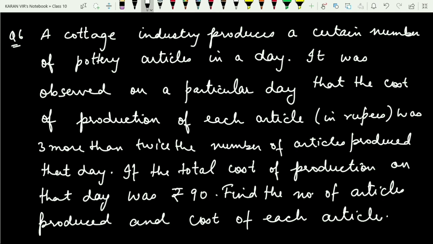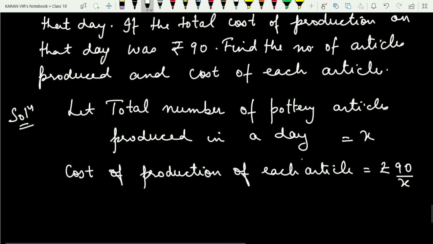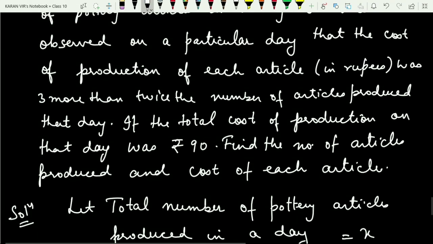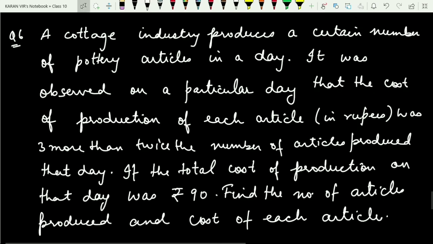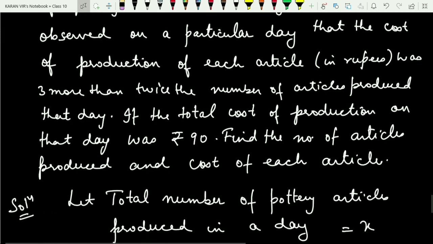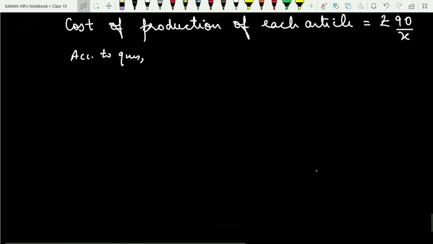Firstly, we let the total number of pottery articles produced in a day be x. Now see, look at the question. It is given that the total cost of production on that day was 90, so it implies the cost of production of each article would be rupees 90 upon x. Now according to the question, the cost of production is 3 more than twice the number of articles produced that day. The articles were x, twice means 2x, 3 more means plus 3.